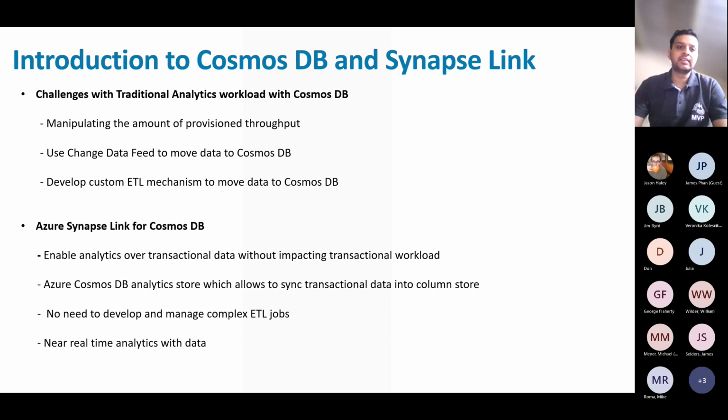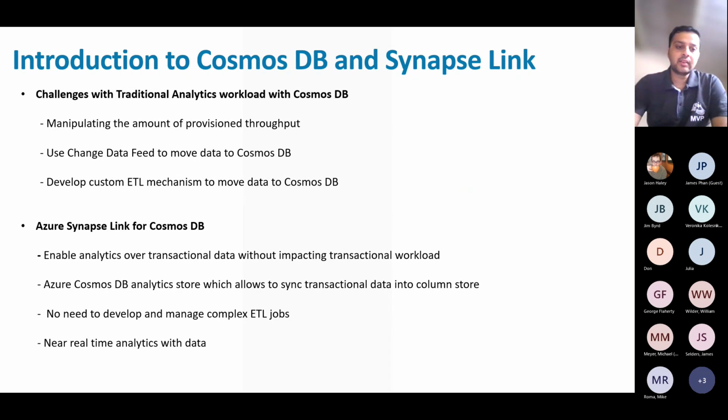Now let's see what this Azure Synapse Link feature for Cosmos DB is and how it overcomes all the challenges. The first challenge it overcomes is enabling analytics over the transactional data without impacting the transactional workload. So when we enable Synapse Link for Cosmos DB, we will be able to support both transactional as well as analytical workloads without any performance bottleneck. Then the second feature is the Azure Cosmos DB analytical store, which allows syncing the transactional data into a columnar store.